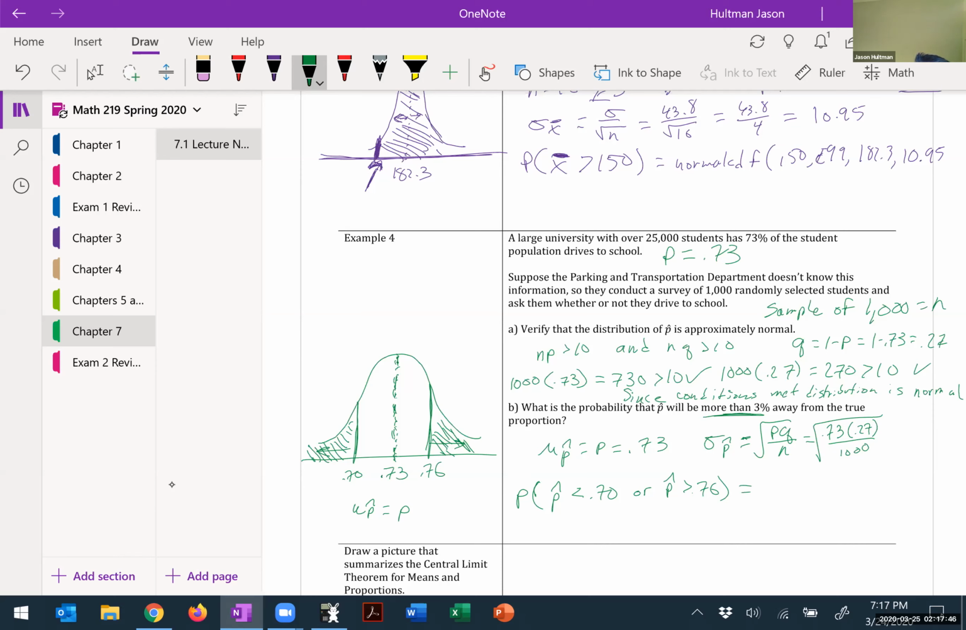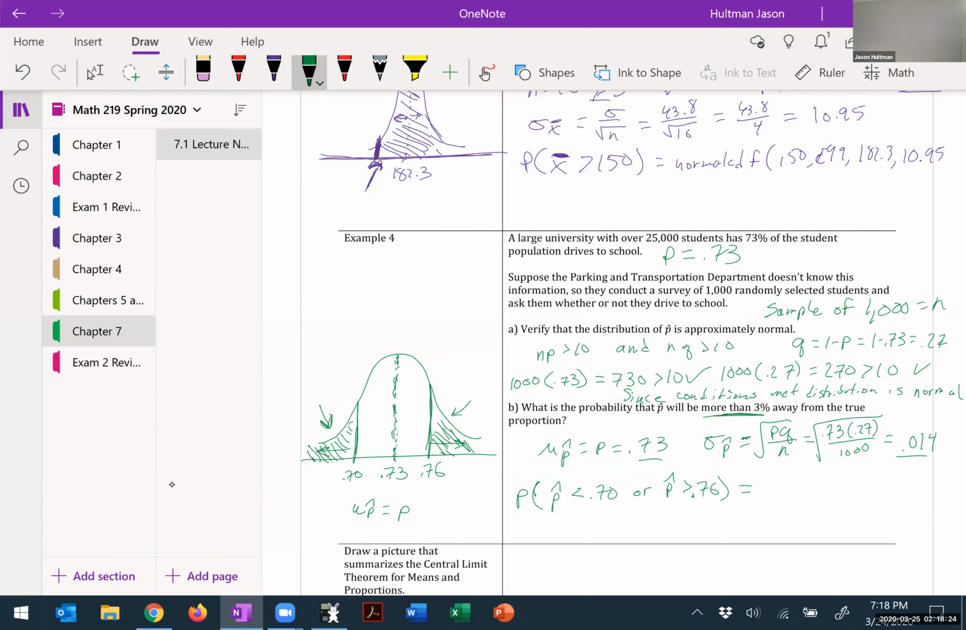If I plug this into a calculator, 0.73 times 0.27 over 1,000 and take the square root, I get about 0.014 for my standard deviation. So using the mean and the standard deviation, I'm going to calculate these individually: p hat less than 0.70, and p hat greater than 0.76.